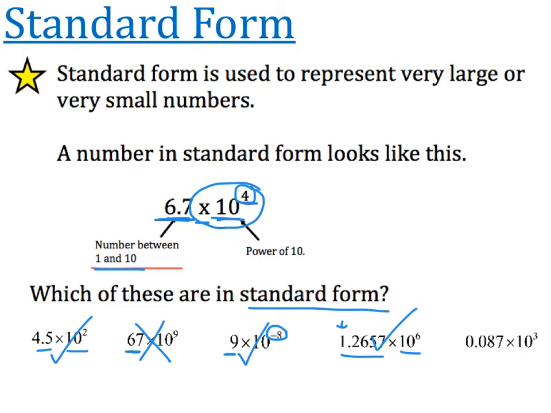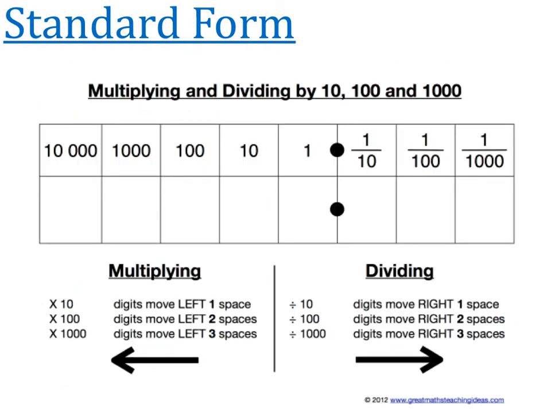And let's look at this very last one. We've got 0.087 times 10 to the power of 3. The power looks absolutely fine. What about this number here, though? 0.087. Is 0 between 1 and 10? I don't think so. I don't think that one's in standard form. All right, so let's just double check these. This one is yes, that's in standard form. No, that one's not. Yes, that one is. Yes, that one is. And no, that one is not.